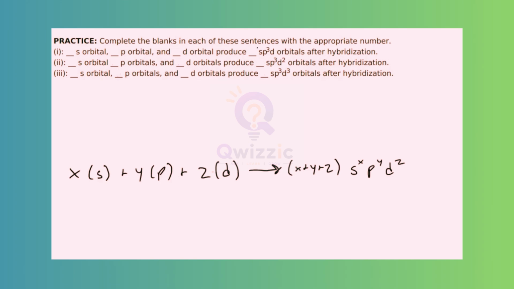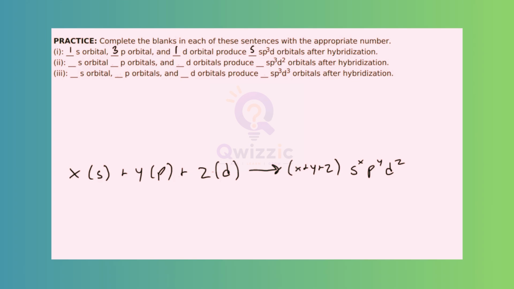Part 1 here features sp3d orbitals after hybridization. So within the hybrid orbital, let's go ahead and match our superscripts to our coefficients for each individual orbital. So sp3d corresponds to 1 s orbital, 3 p orbitals, and 1 d orbital. So now that we've figured out the coefficients, our total number of hybrid orbitals equals the sum of all of them. So 1 plus 3 plus 1 equals 5 sp3d orbitals after hybridization.